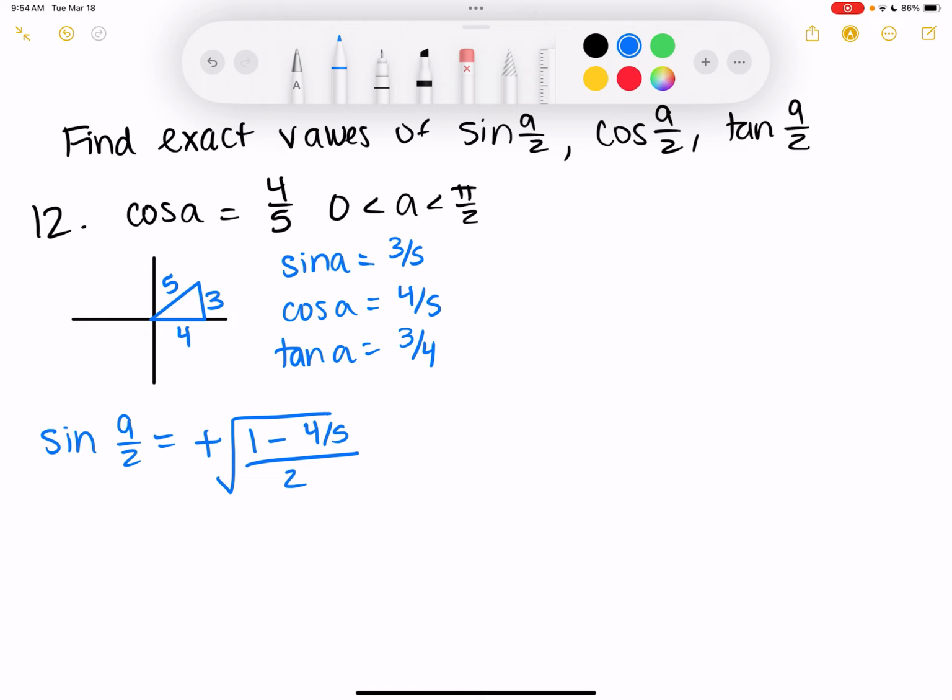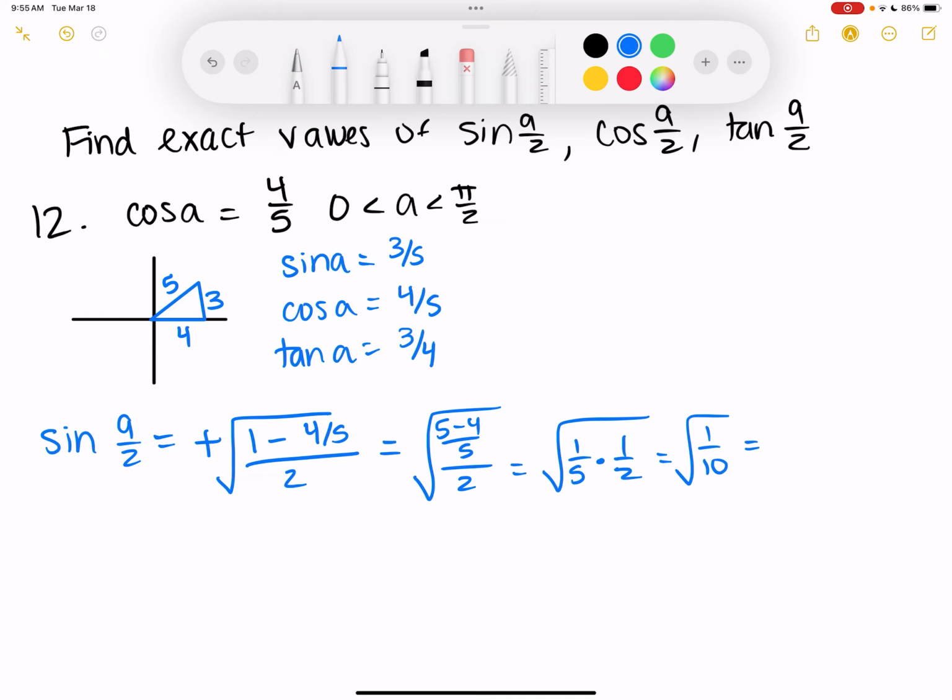So getting a common denominator, I'm going to work sideways on these ones just because I have to do multiple things and I need to be able to see my triangle. So this is the square root of 5 minus 4 over 5 over 2. So that's the square root of 1/5 times 1/2, which is the square root of 1 over 10.